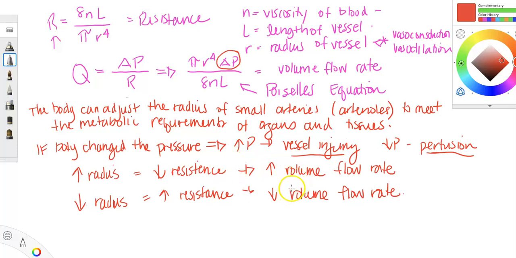Okay, so that is Poiseuille's equation and its relationship to the volume flow rate. So the next video, or the next thing we're going to do, is talk specifically about baroreceptors and where they are and how they work to have an effect on the pressure there.